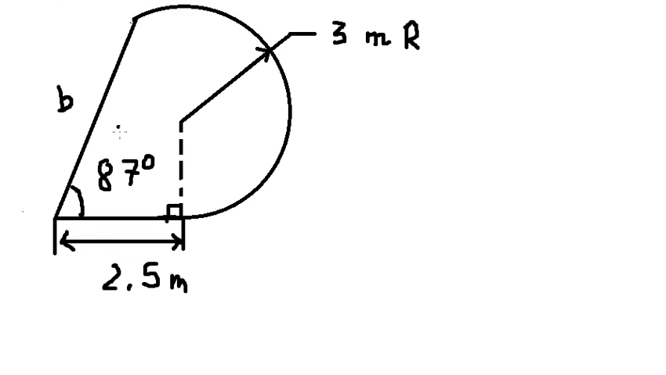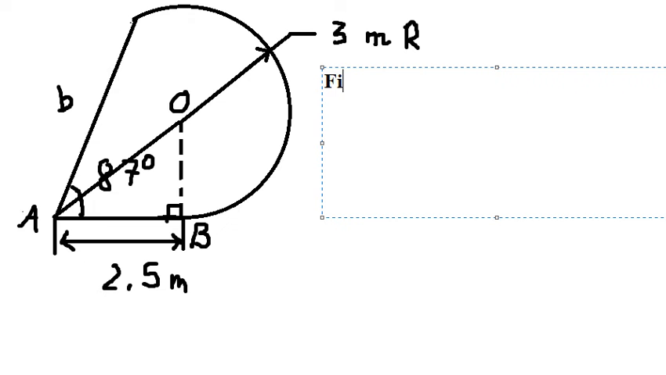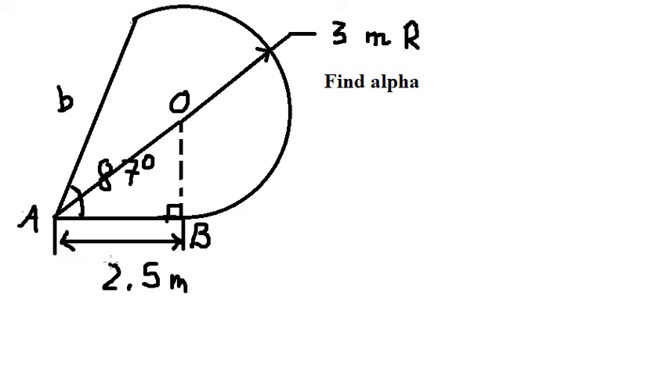First, we need to draw the line from this point to here. And we see that this is a right triangle. So I will label A, O, which is the center of the circle, and B. The first thing we need to find is alpha. So alpha is this one, and we have the right angle in here.